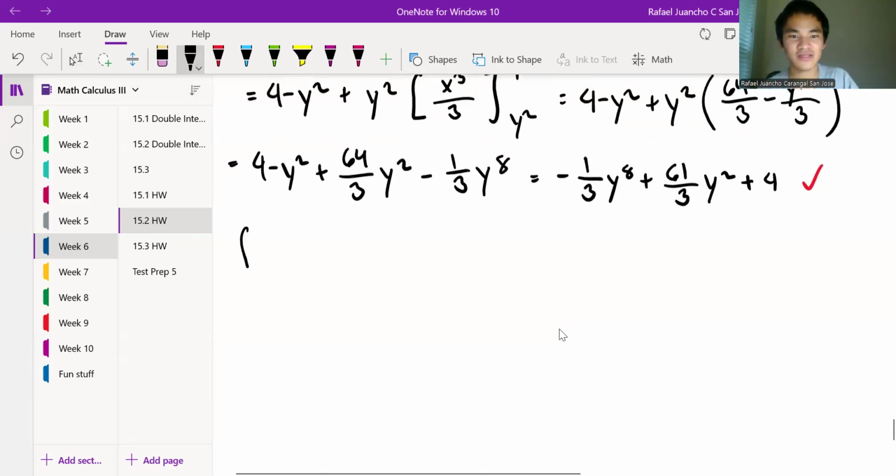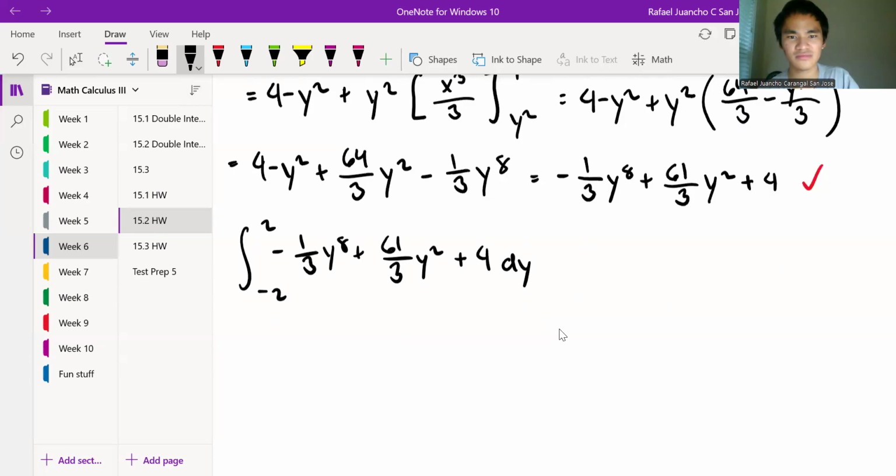Right. If we integrate this from -2 to 2, let's just do it normally, yeah? Because I feel like we can actually do this normally. Funny enough, we can do this normally. Plus 4, with respect to y, right? So we just do that.